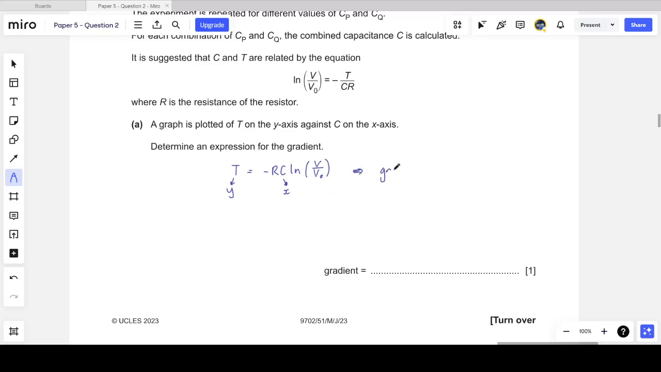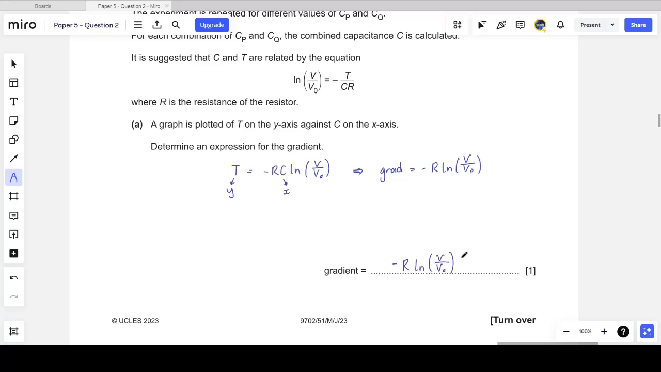So then I would explicitly state that my gradient would be minus R times the natural log of the voltage after time t, V, over the maximum voltage V0. And I can leave it in that form. So yes, we can remove the minus sign, but there isn't really a need for us to do that. If you wanted to, you could write this as R times the log of V0 over V. So you just flip the fraction in the log, but unnecessary. So the gradient is minus R log V over V0.